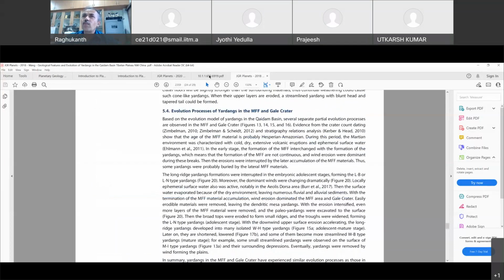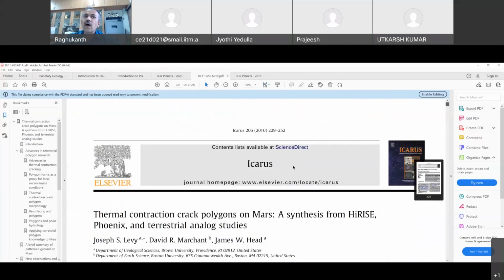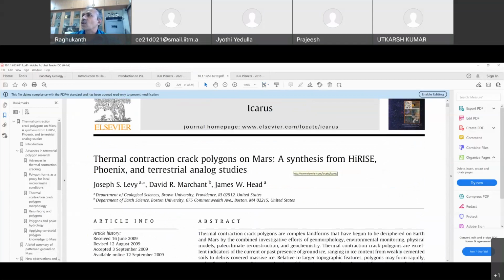Then this is also one more paper. It is in the Icarus journal. Okay, so this also you can see thermal contraction crack polygons. So this is also on Mars. It seems they have seen this thermal crack. So now what they have done is here also you have to draw an analogy. That is a terrestrial analog study itself.